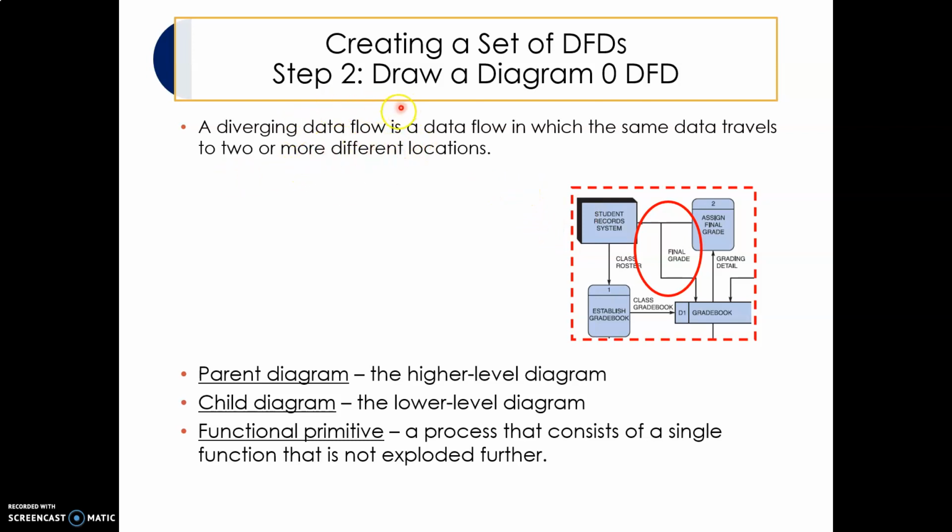And then, a diverging data flow is a data flow in which the same data travels to 2 or more different locations, as you can see here. So if the same data flows in both directions, you can use a double-headed arrow known as a diverging data flow.